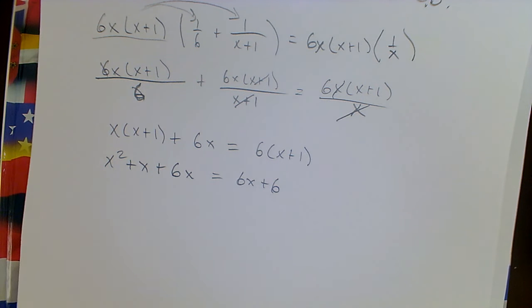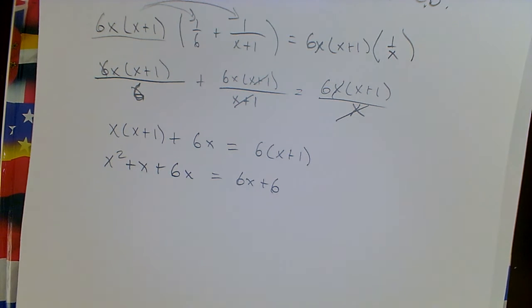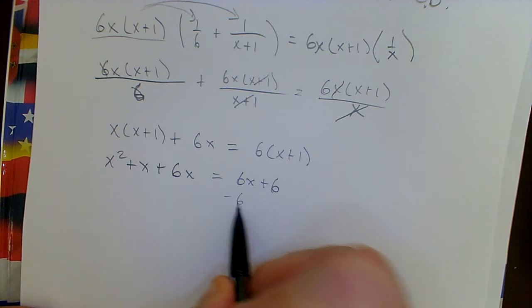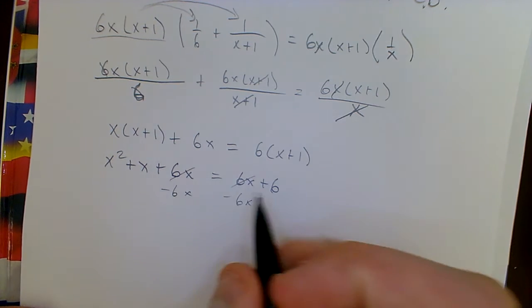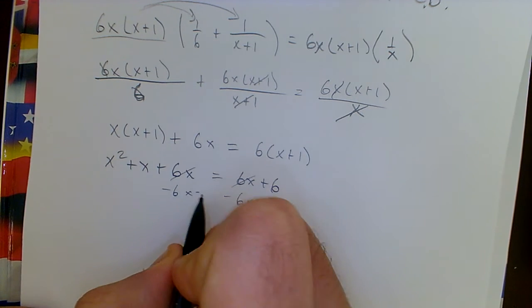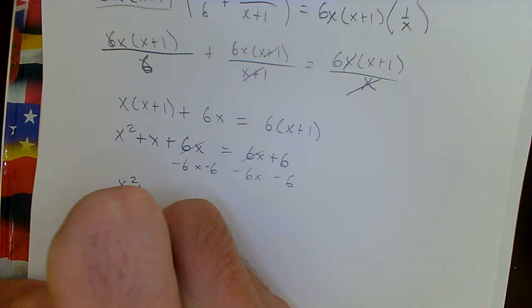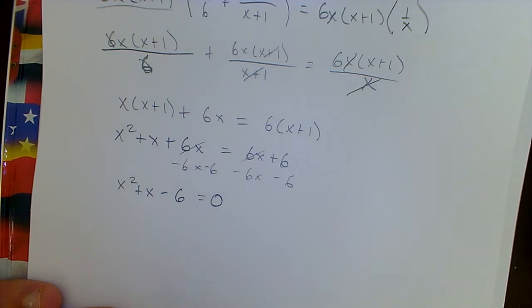Okay, so now we're just solving this quadratic equation, and it starts by, again, moving all the terms onto one side. So we notice here that if I subtract 6x from both sides, those two just cancel off. Okay, so I'm now also going to subtract 6 from both sides, and you get x squared plus x minus 6 equals 0.